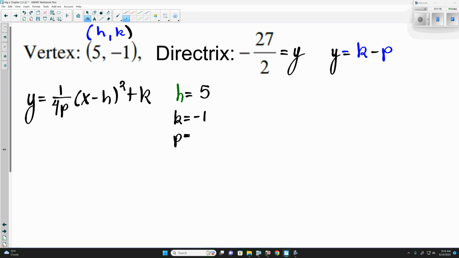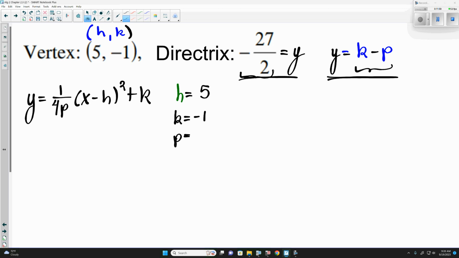Now to find the value of p, we're looking at the directrix. So we have two equations, yes? For the problem that we're given, we're told that the directrix is the equation y equals negative 27 over 2. That's what it told us it is. In the general form, y is equal to k minus p, yes? Both of them have y, so we're not focused on that. But we know that the k minus p is taking the place of what? Negative 27 over 2. Those two line up.